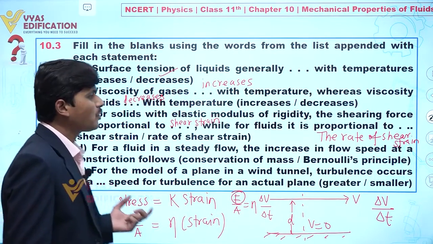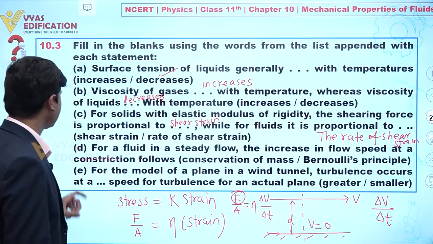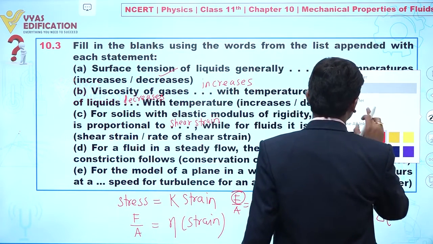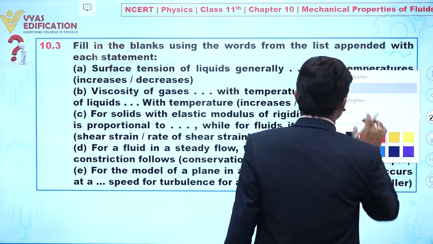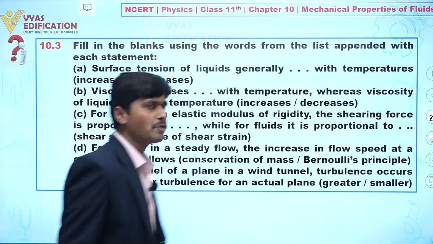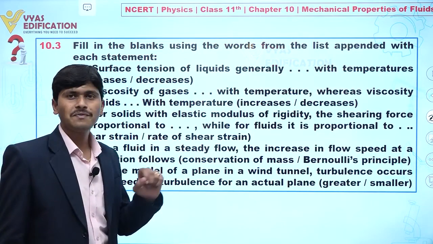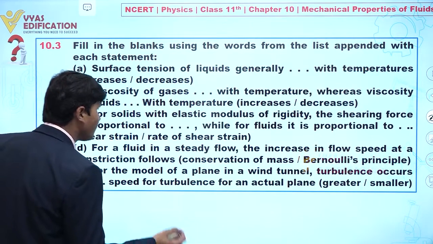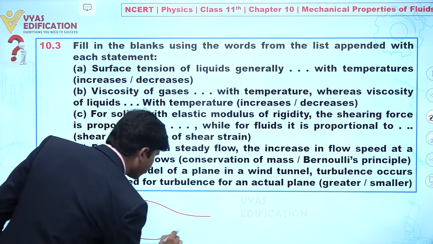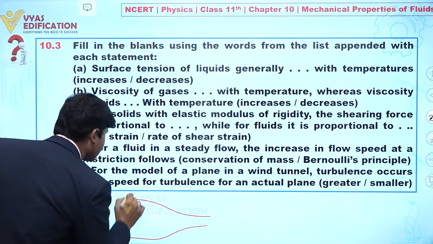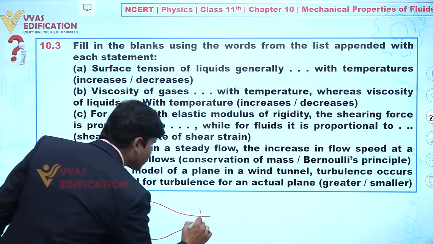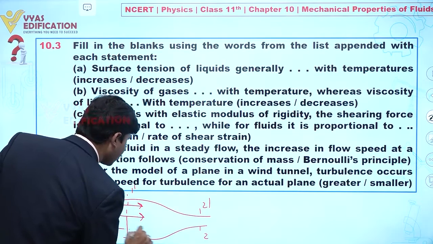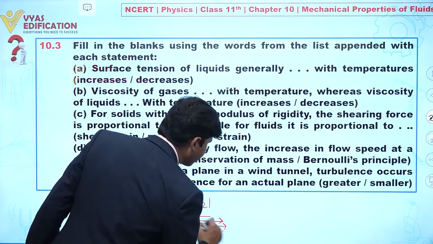Yes. Now part number D. In part number D it is given: for a fluid in a steady flow, the increase in flow speed at a contraction follows. Now listen carefully. Let's suppose we have this type of cross-section area. First I am taking this section 1 and 1 dash, and this is 2 and 2 dash. The liquid is flowing from this side and going out from this side.